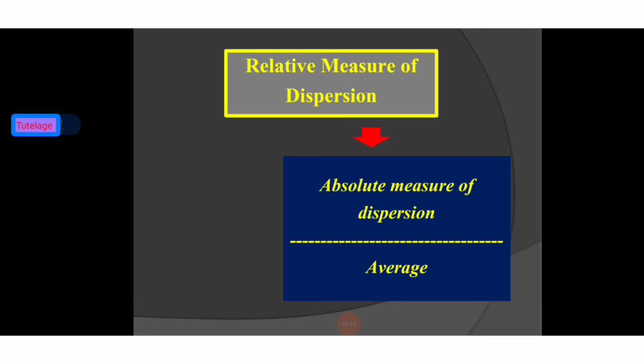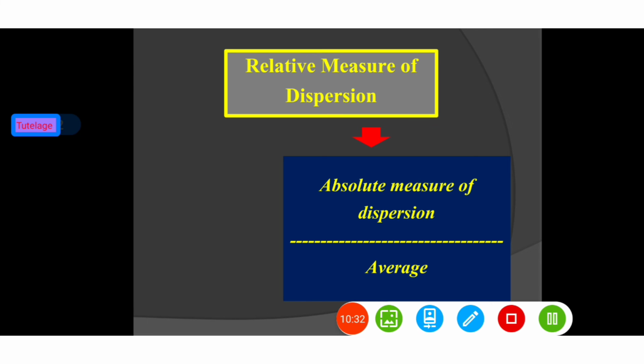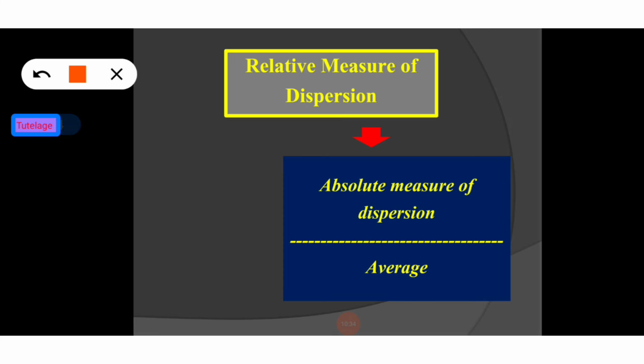So we have already discussed absolute measures of dispersion, and today we are going to explain another way of measuring dispersion, that is, relative measure of dispersion. Okay, so the absolute measure of dispersion is measured in the units in which the data are measured. So that is the basic difference between the absolute measure of dispersion and the relative measure of dispersion.